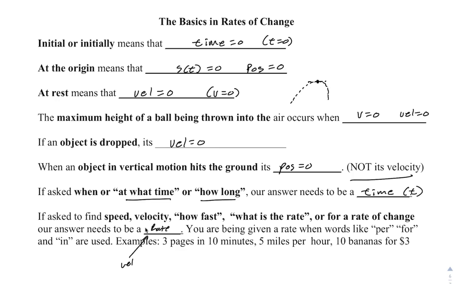Here's a little trick to figuring out when you're given a rate, which happens a lot now because we're going to do rates of change. You're being given a rate when words are like per, for, or in. For example, 3 pages in 10 minutes, so that's 3 pages per every 10 minutes. It's a rate. 5 miles per hour, rate. 10 bananas for $3. Again, these are all rates. We want to be able to identify when we have a rate, because it helps us solve the problem, right? So rate's more velocity. It's a derivative, not the position function.